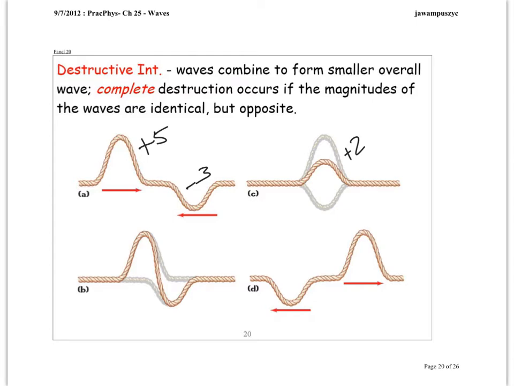Again, they pass through each other. You see the small wave on the bottom here continues traveling to the left just like it was in the first place. These two don't stop and interact. They, for a split second, basically pass through each other and continue on.